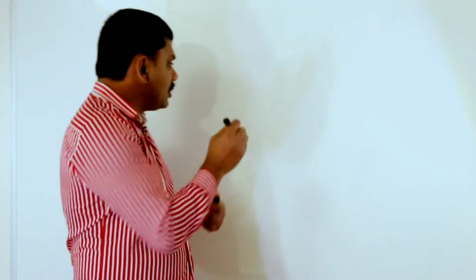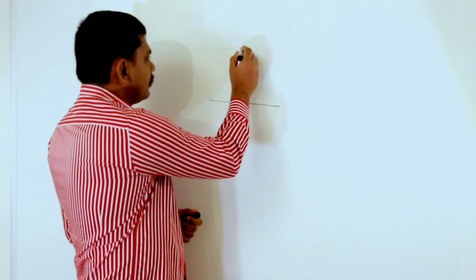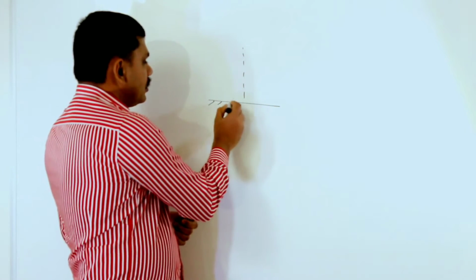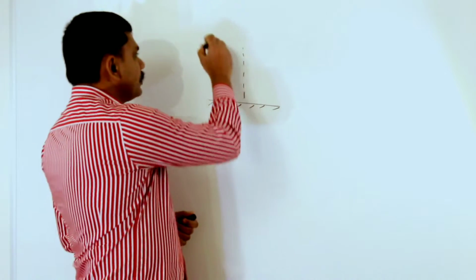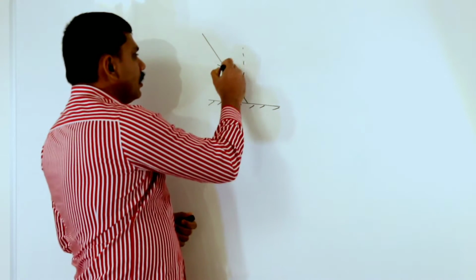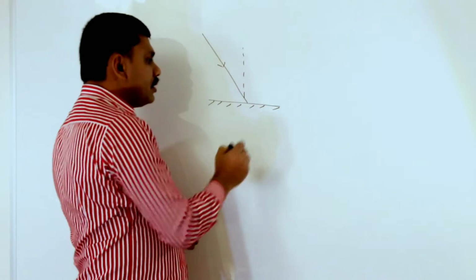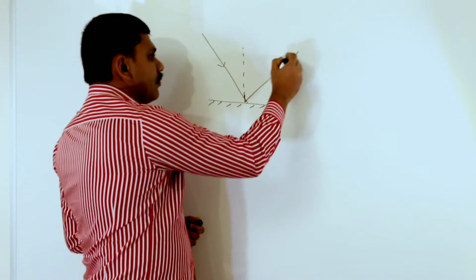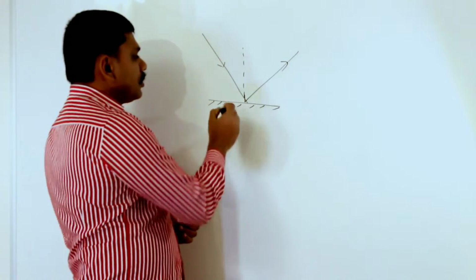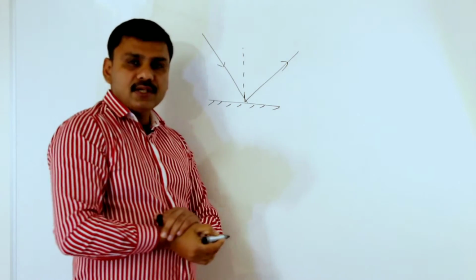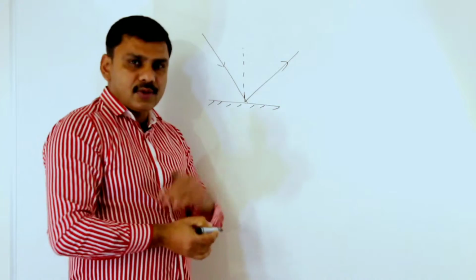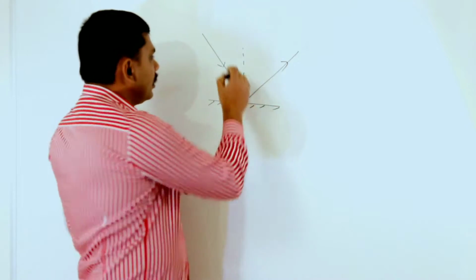Next I am explaining some questions related with the angle of incidence and angle of reflection. So this is the normal, this is the plane mirror. Here a ray is incident and it is reflecting. So if the surface is polished and smooth, regular reflection takes place.